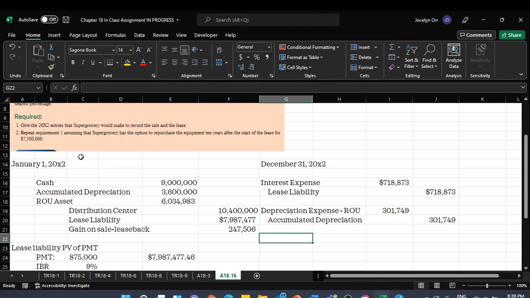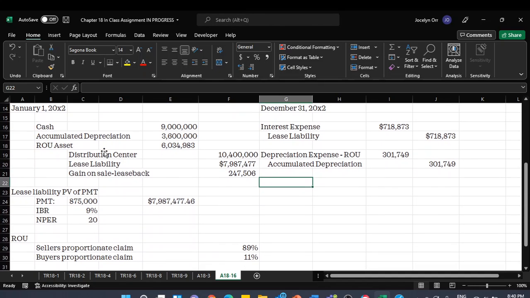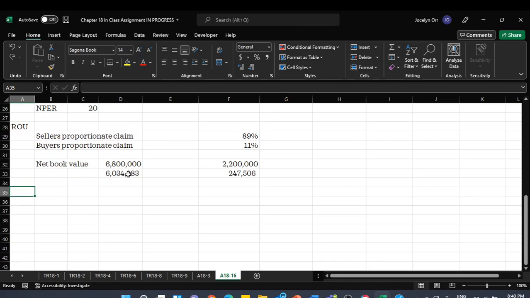Next, we can move on to requirement 2. We need to repeat everything we just did, but we're going to assume that Super Grocery has the option to repurchase the equipment 10 years after the start of the lease for an amount of $7,500,000. Okay, so requirement 2. We're going to start with our journal entry for January 1st of 20X2, which is going to record the initial sale. So requirement 2, what makes this different from requirement 1?